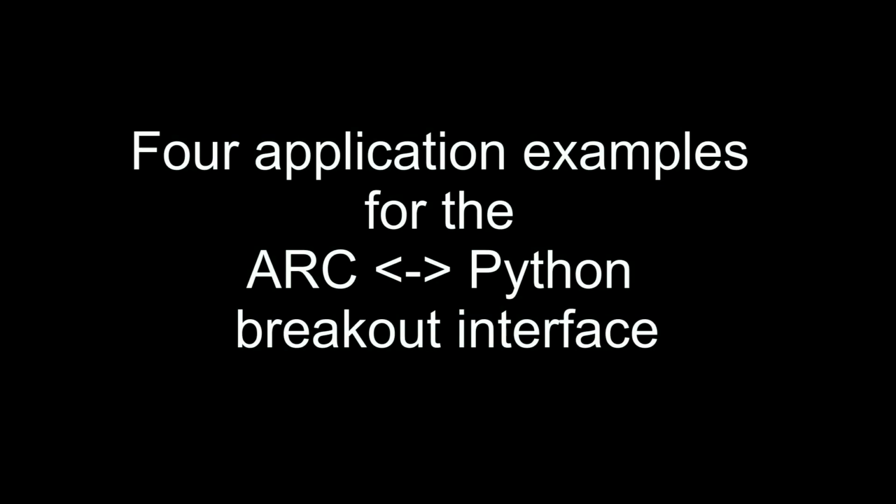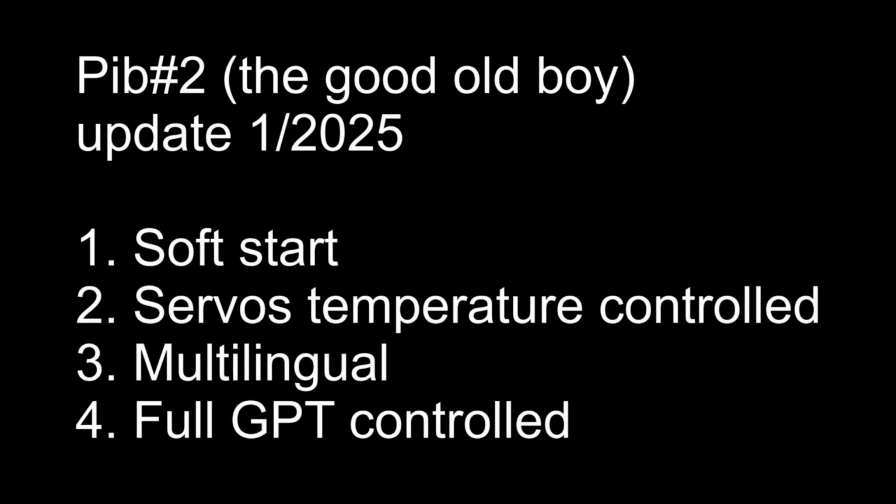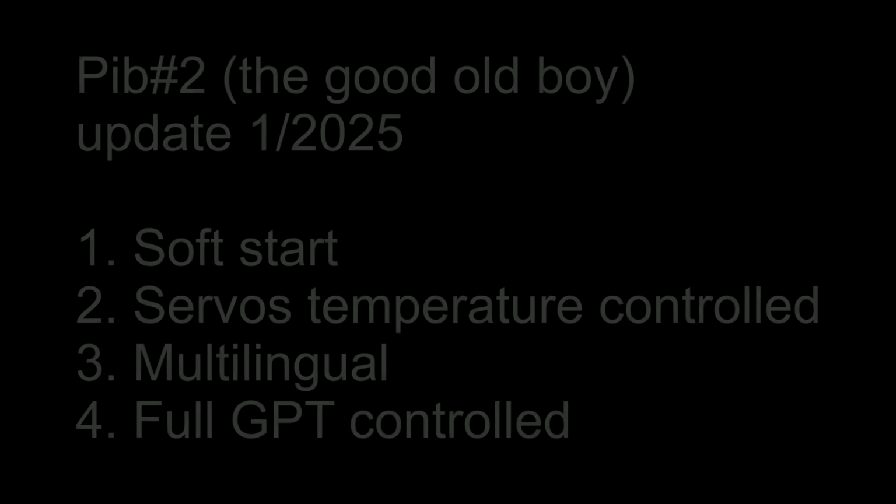The following video shows 4 very useful application examples using the ARC Python breakout interface. PIB number 2, the good old boy, Update 1, 2025. First, soft start. Second, servos temperature controlled. Third, multilingual. And fourth, full GPT controlled.